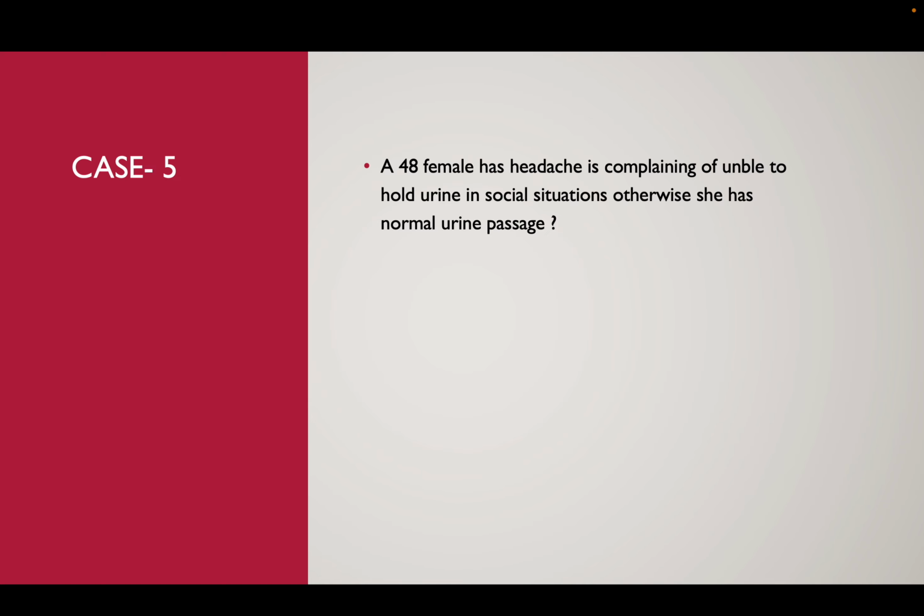Generally, social inhibition will be there. When I told you that the sensory input goes to the pons, it will send it to the cortex again to tell whether I can go in this situation or not.